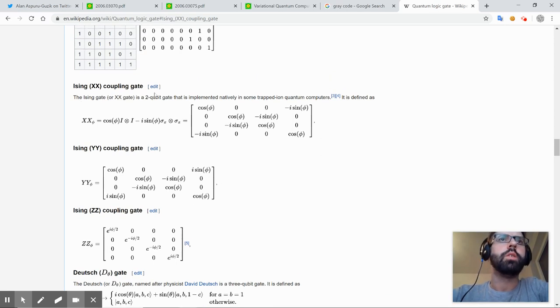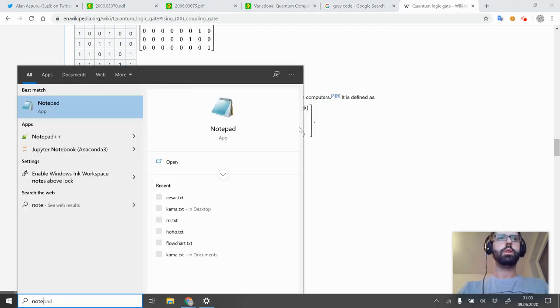The Ising gate is a 2-qubit gate that is implemented natively in some trapped ion quantum computers and is defined as this. But what does it do? Okay, so we need to understand intuitively what the Ising gate is doing. I should make a list of those things. Can I open the notebook or something? Notepad.